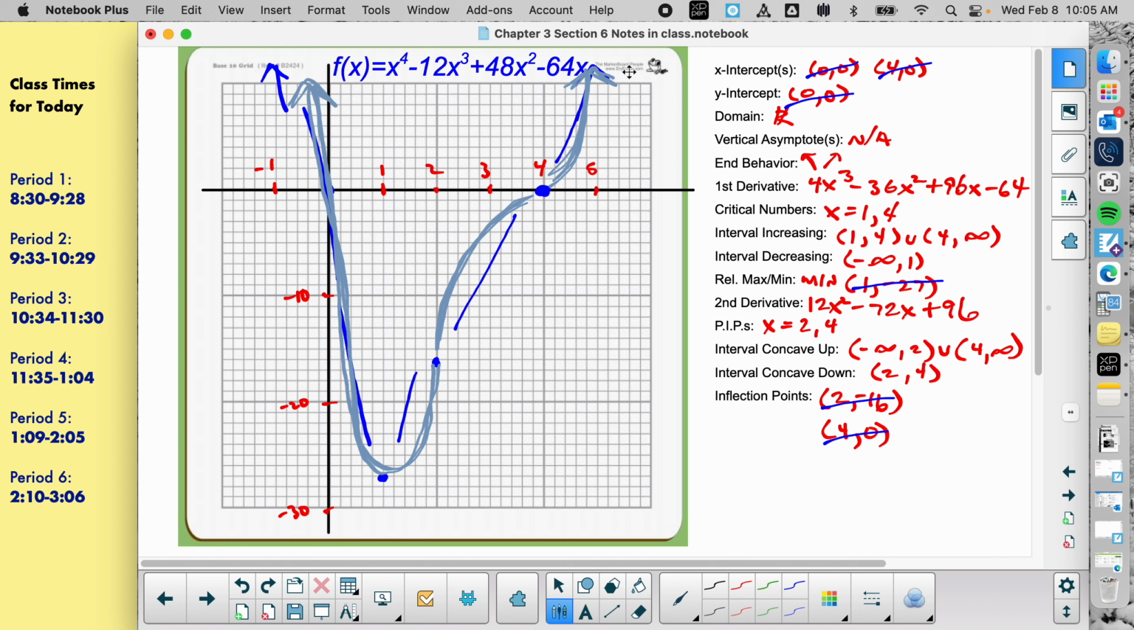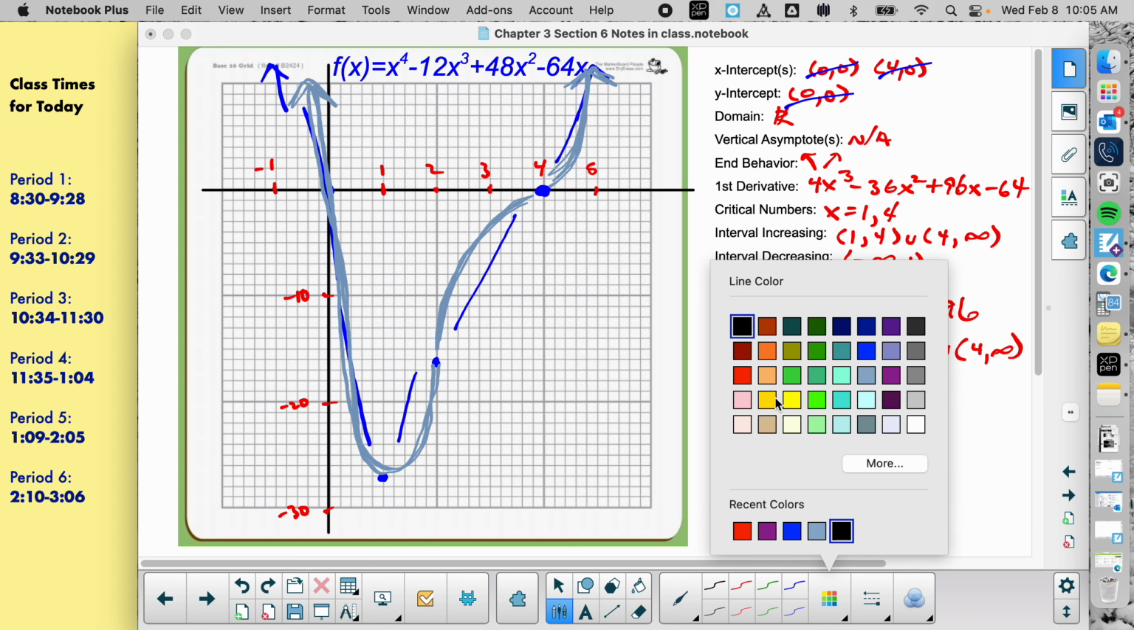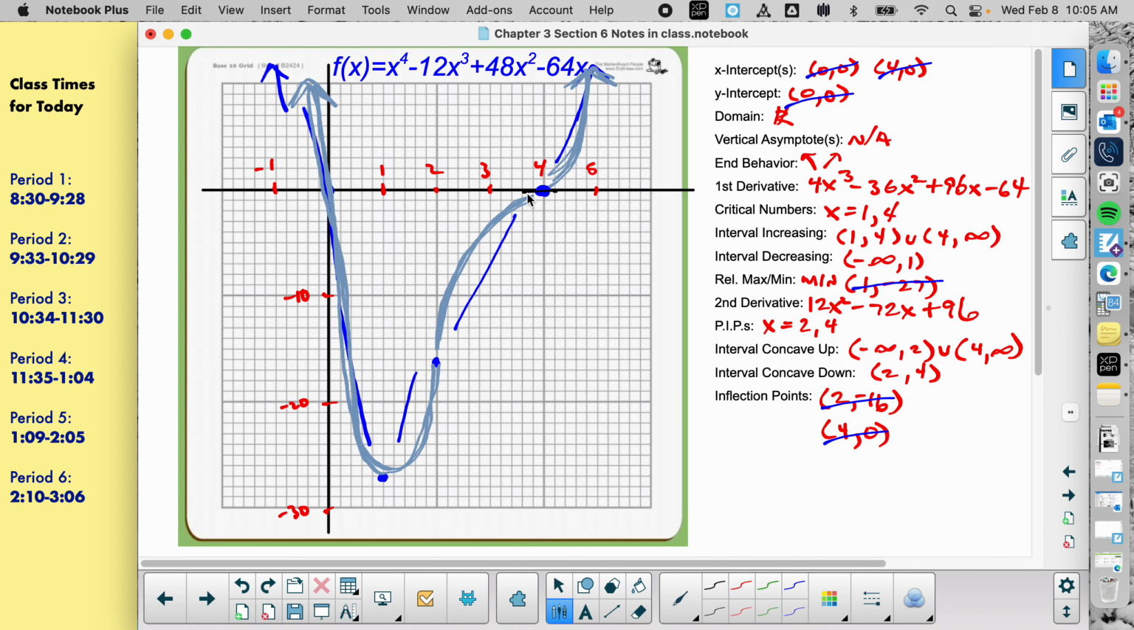Oh, I know what I forgot to do. I forgot to draw my critical numbers that had slopes of 0, but we already knew those. If I had done the slopes of 0, I would have drawn right here was supposed to be flat, and right here was supposed to be flat. I'm drawing all my little parts on here. And now that you have a bunch of light lines on yours, you can make a nice smooth line that goes through everything we did.